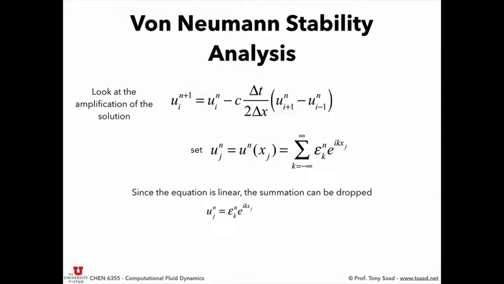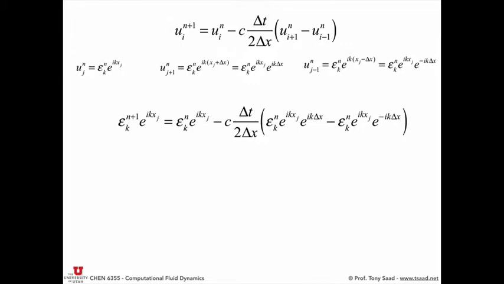Okay? So then what happens to u_(j+1)^n? We simply augment x_j with a delta x, right? We're assuming constant spacing, like from several lectures ago. So x_(j+1) is x_j plus delta x, right? So this is what you get: epsilon^n e^(ik x_j) times e^(ik delta x). And then for u_(j-1)^n, same thing, you subtract delta x from x_j, and you get e^(-ik delta x). Clear so far? Okay. So now we're going to take these and put them into the solution.